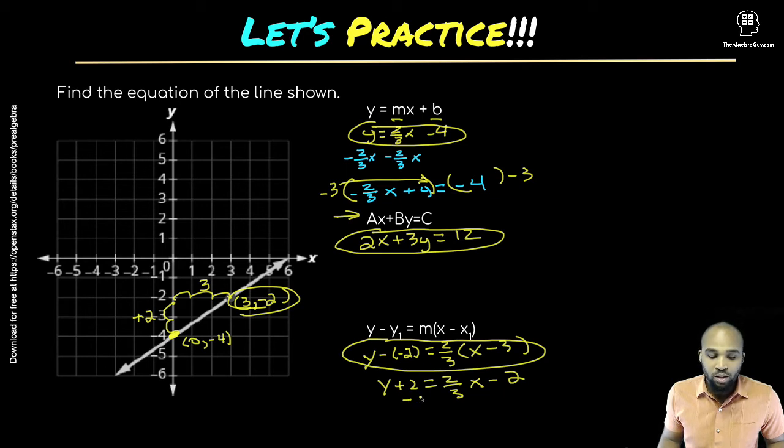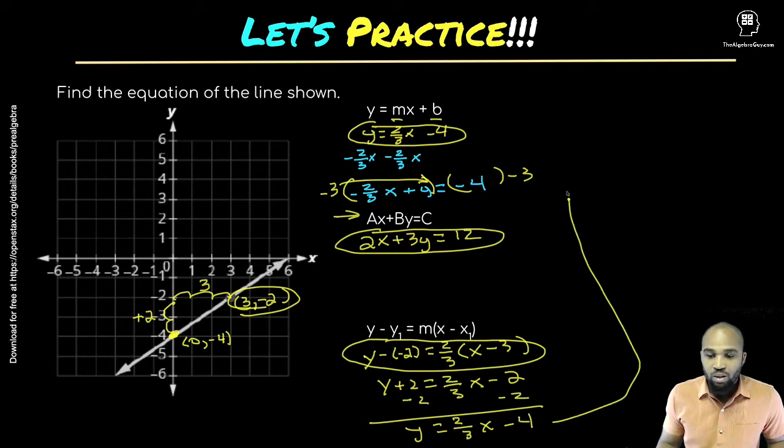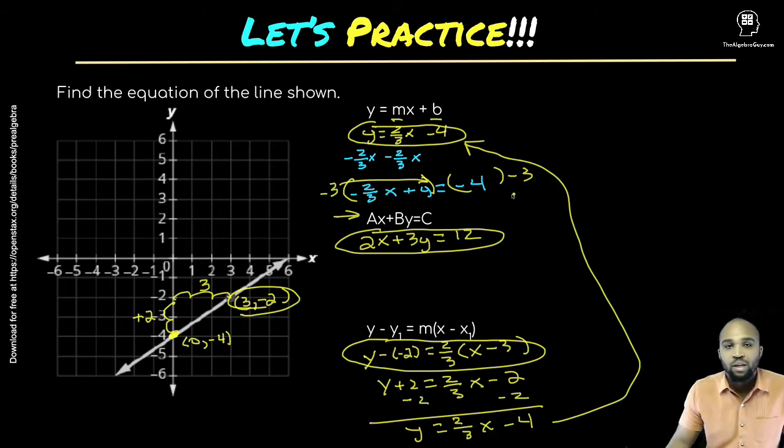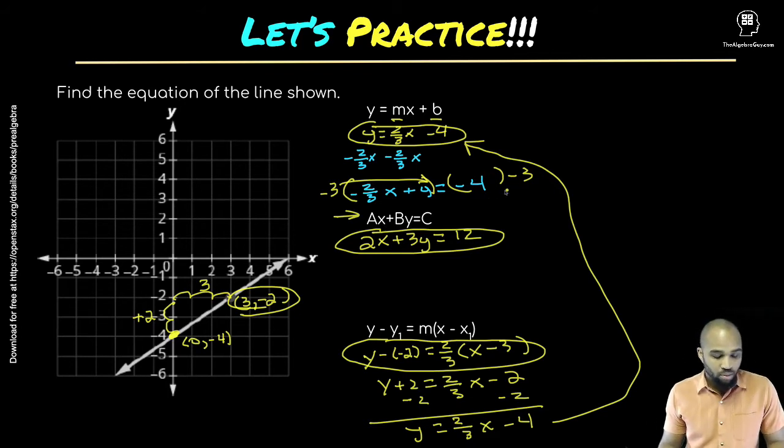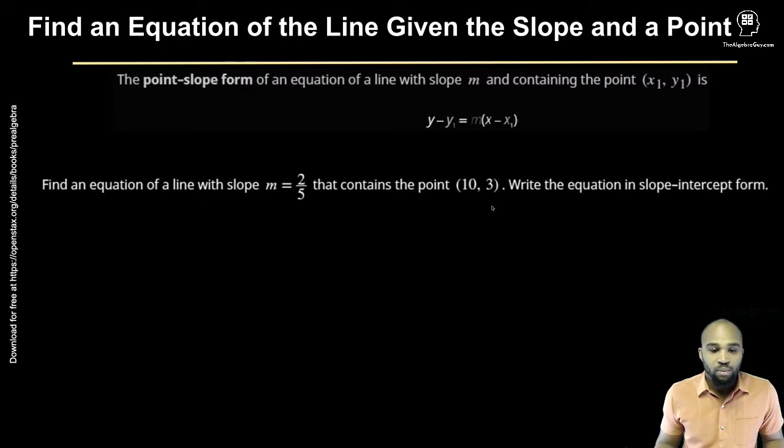So if I would have subtracted 2 on both sides, now I'll be back in slope intercept form. This will give me 2/3 x minus 4. And that's the same thing we saw up here. So they're all connected, but they look different. Know how to go between those. That was going to help you tremendously.